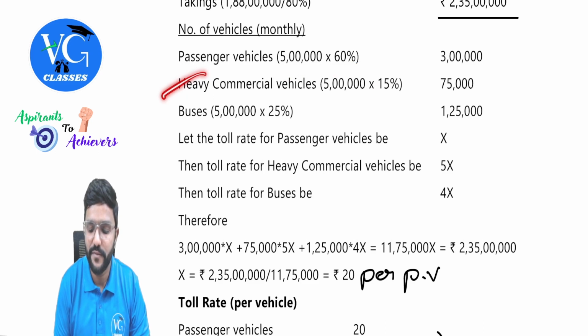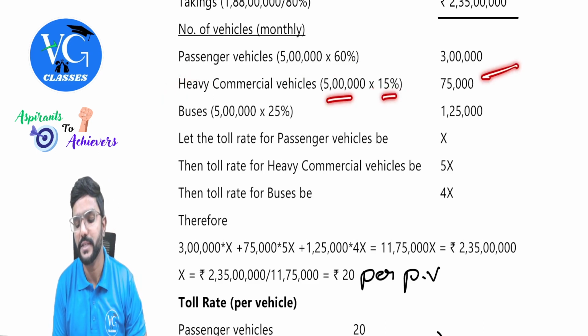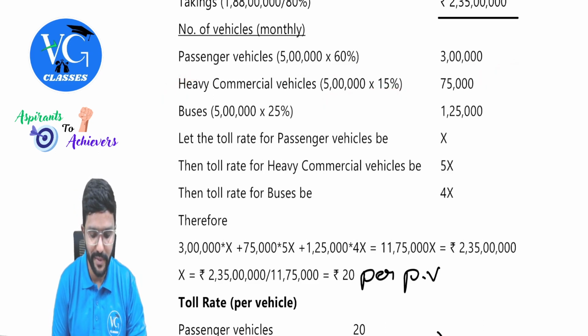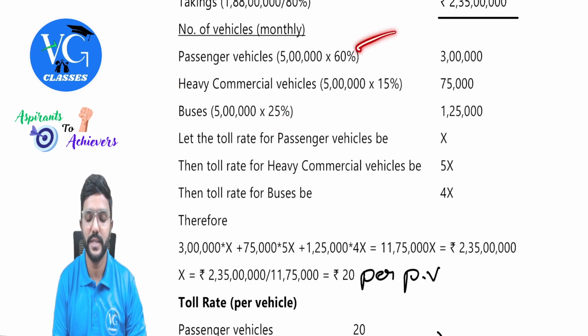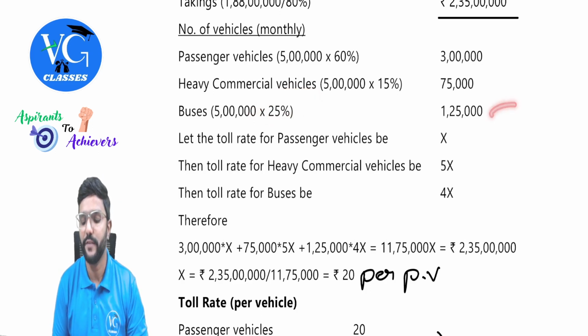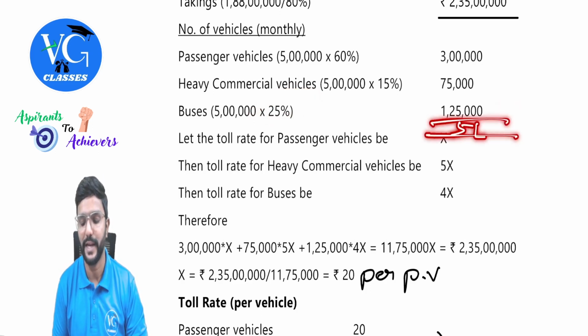Then heavy commercial is 15%. So 5 lakh into 15%, 75,000. Then bus is remaining 25%. So 60 plus 15 will give us 75. Remaining is 25% bus. Okay. So we'll get 1 lakh 25,000. You can check the total should be equal to 5 lakh.